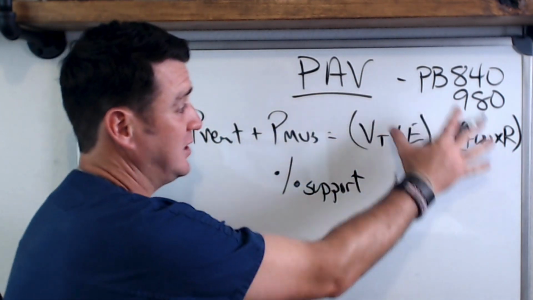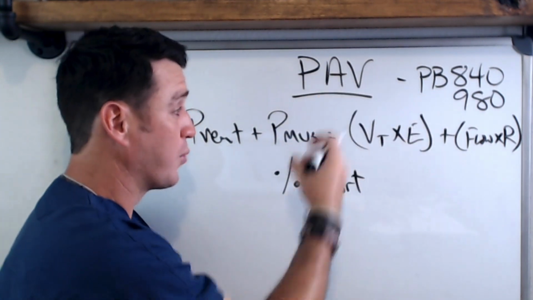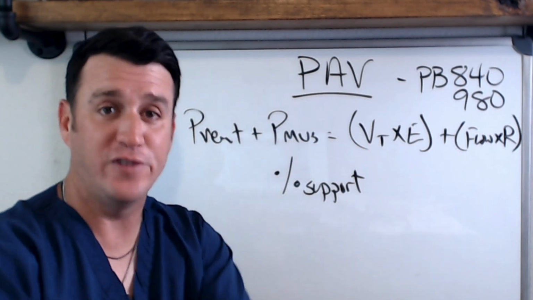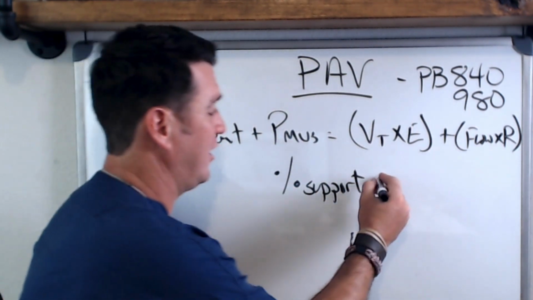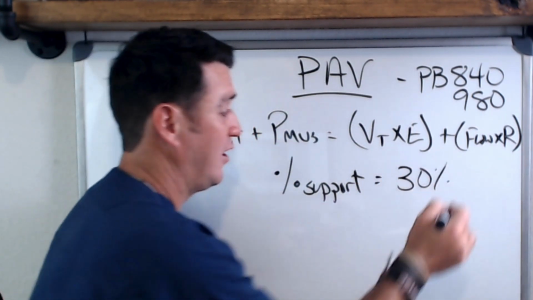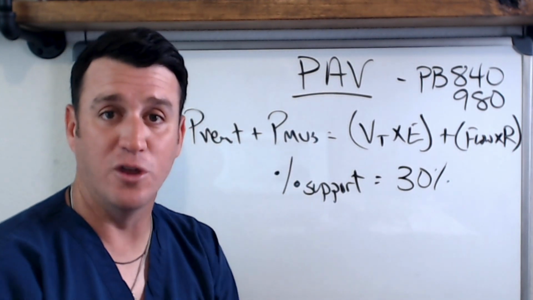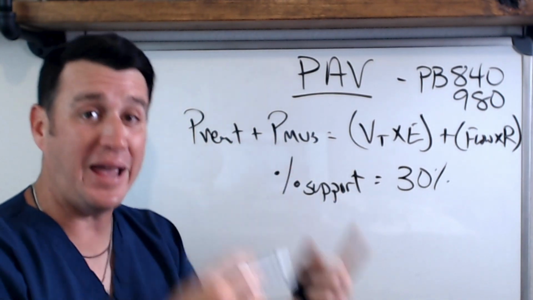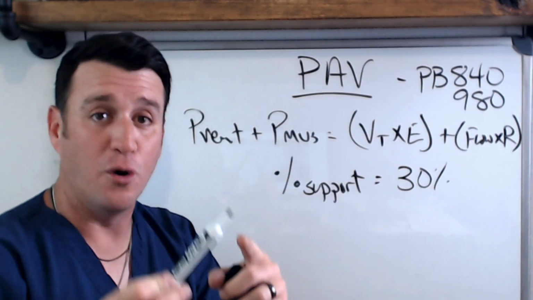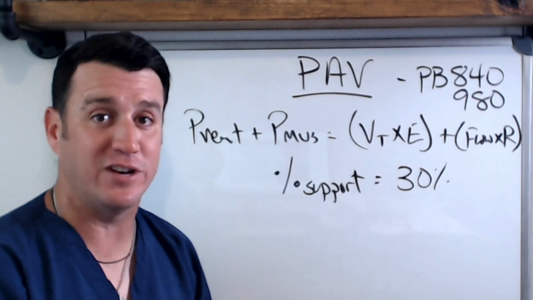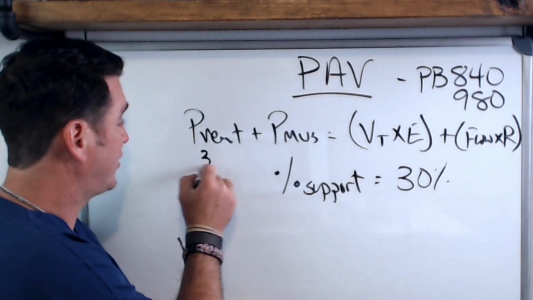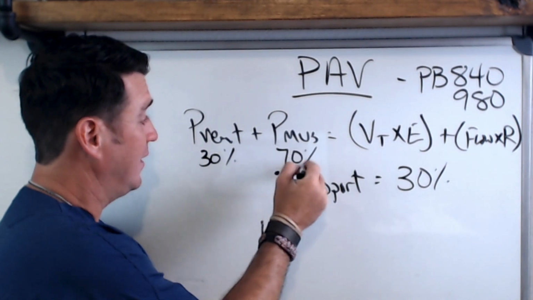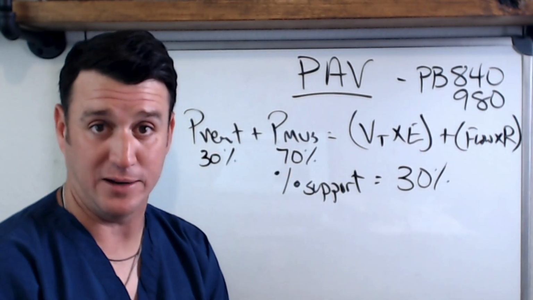So once this formula is figured out and they figure out work of breathing, then what you do is you tell the ventilator, we want you, ventilator, to take care of 30% of the work of breathing, which means that the patient is going to be responsible for the other 70%. So if the vent is doing 30%, then the patient has to do 70%. Okay?